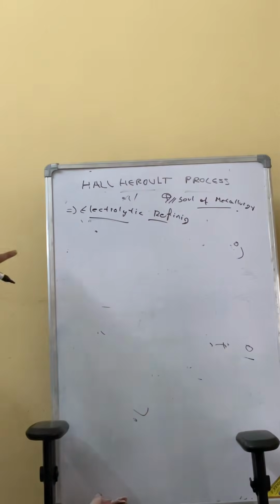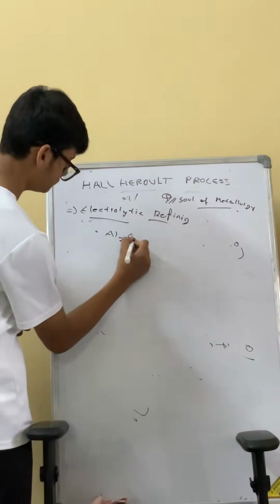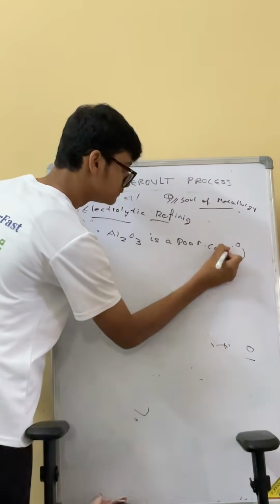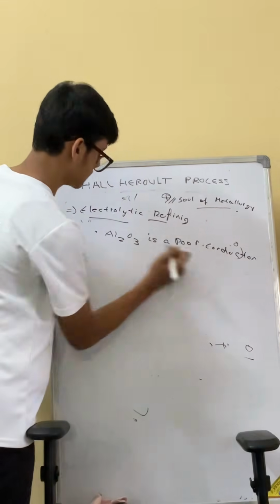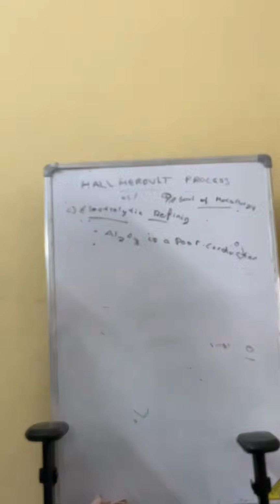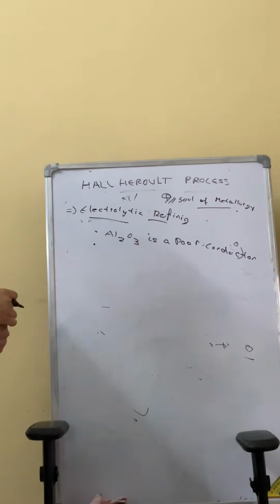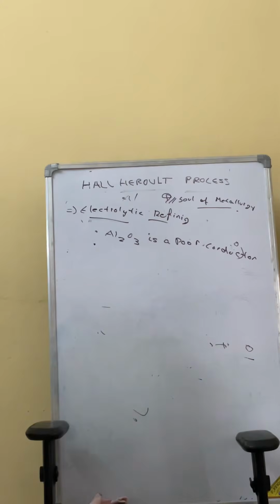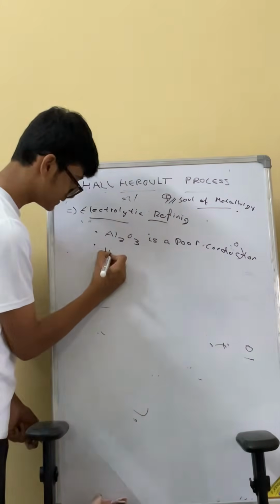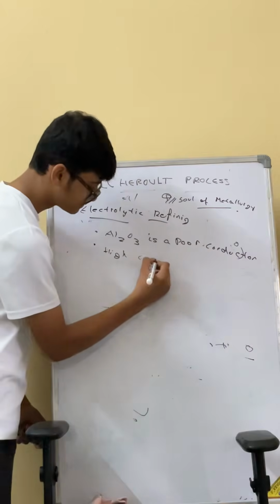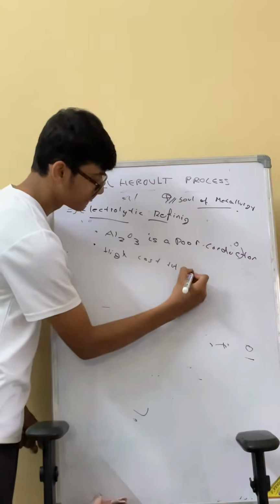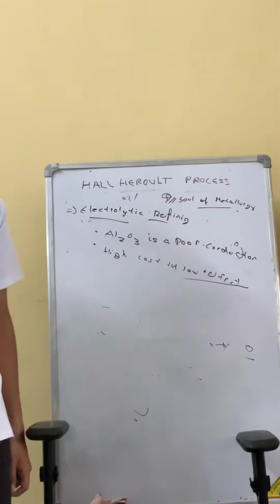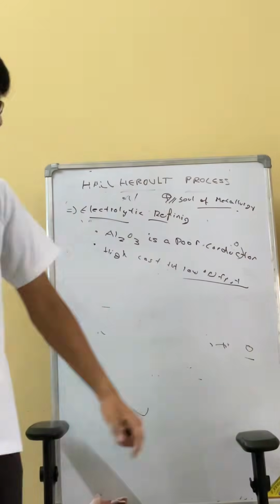That alumina, Al2O3, is a poor conductor. I'll come to why that's such a big problem. Second thing is high costs but low output. What do we mean by that? I'll come to it in a second. High cost but low output is bad for industries. Industries won't run this way, so aluminum won't be extracted.